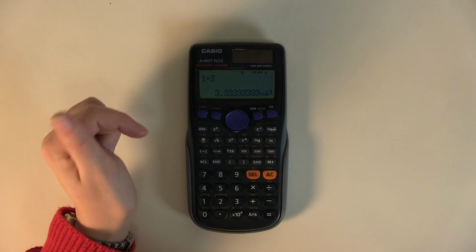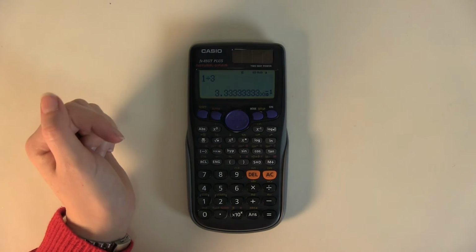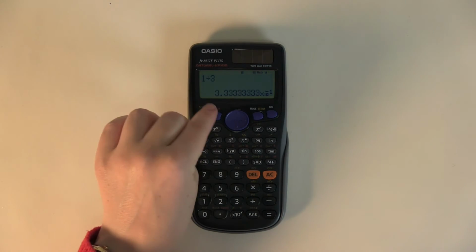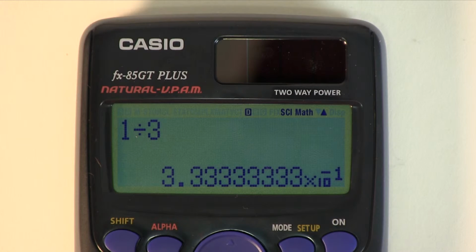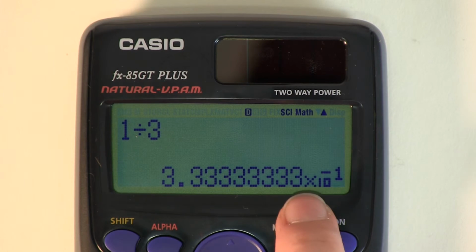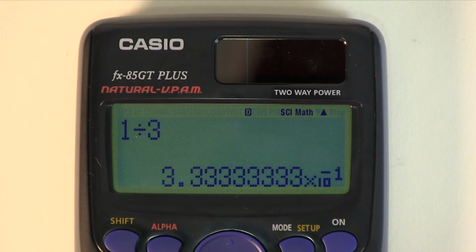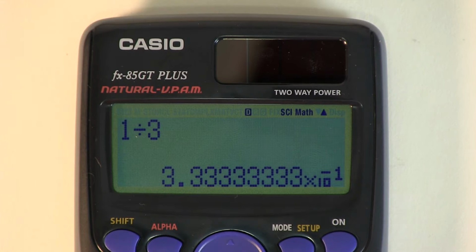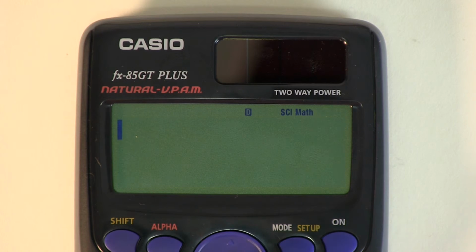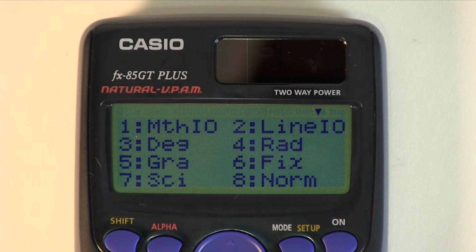Okay, just a little bit of a recap. If you're not sure what the scientific notation is, it's basically you're multiplying a number between 1 and 10 by a power of 10. So that's why we got 3.333, because we identified 9 significant figures, and 10 to the minus 1 because it was 0.333. Okay, let's look at the next setup.